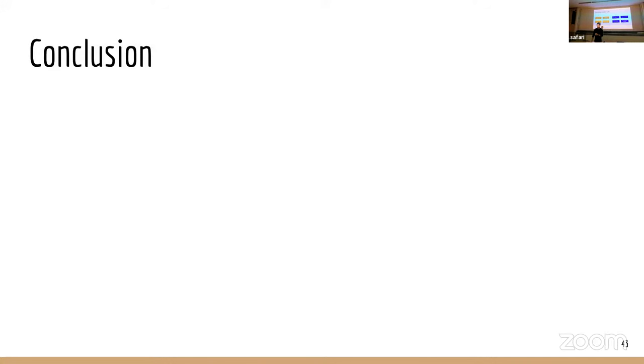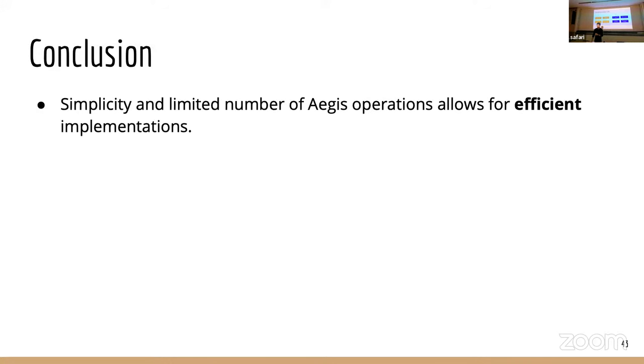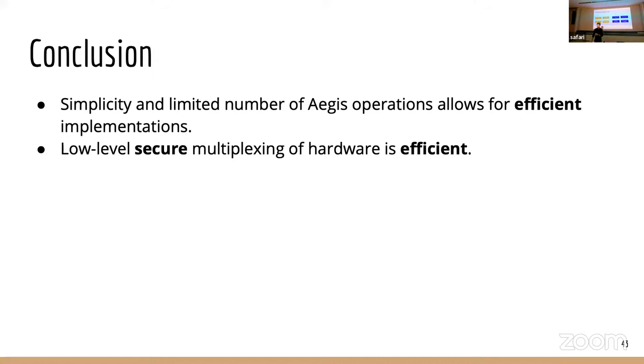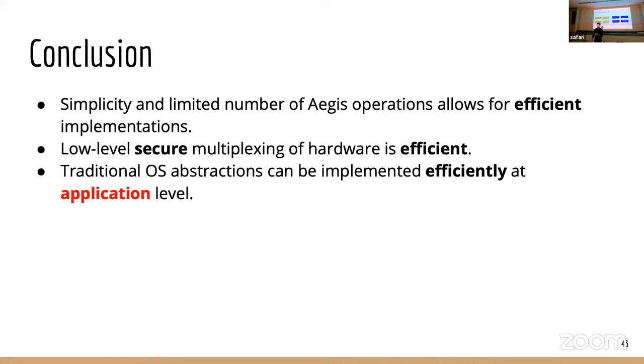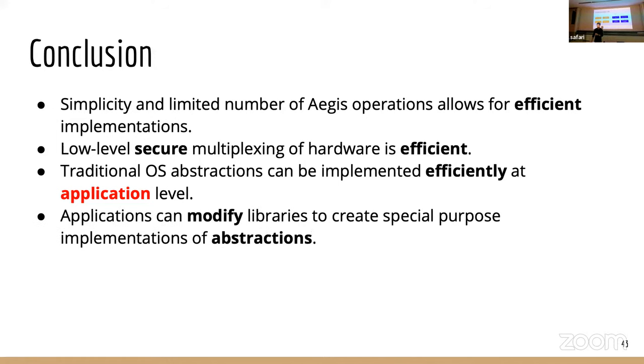So to move on to our conclusion, the simplicity and limited number of IGES operations allows for very efficient implementations, as our experimentation has shown. The low-level secure multiplexing of hardware is very efficient and is done through these secure bindings. The traditional operating system abstractions can be implemented efficiently at application level, as shown by the XOS. And applications can modify libraries to create special purpose implementations of abstractions that we might want, as shown by the trusted lightweight remote procedure call.